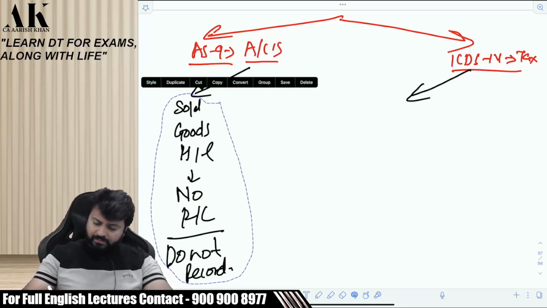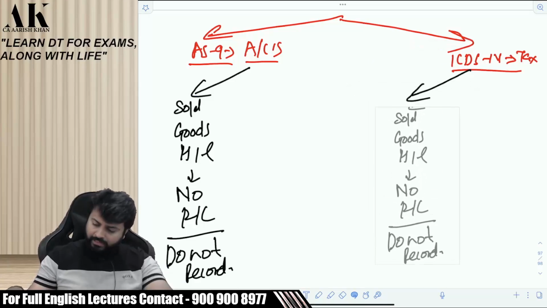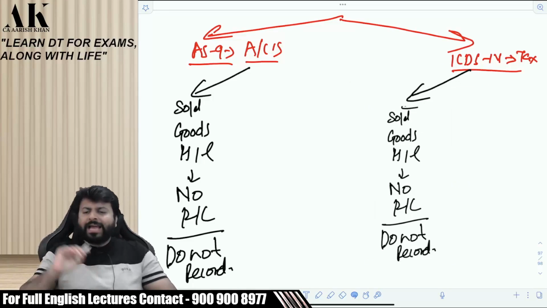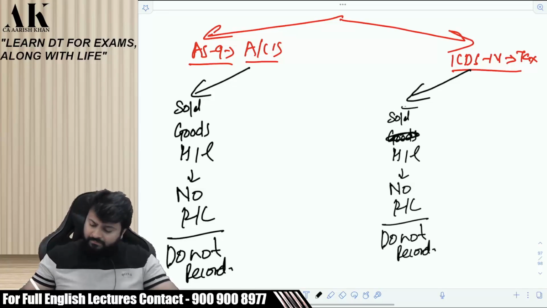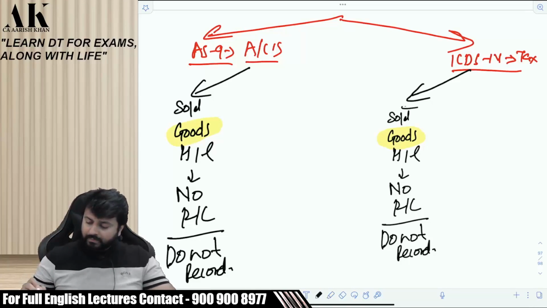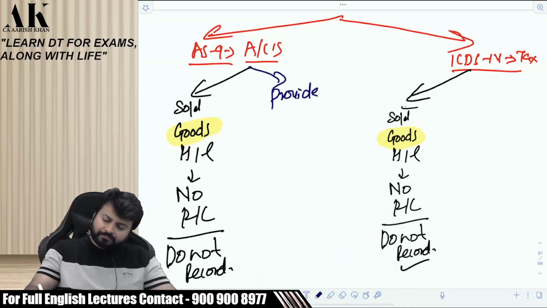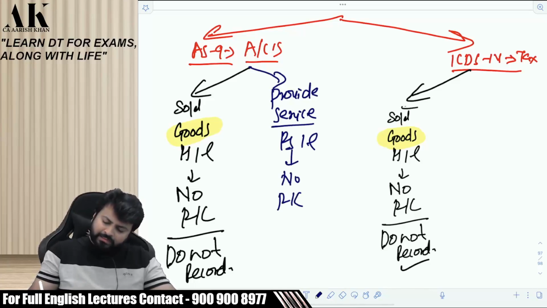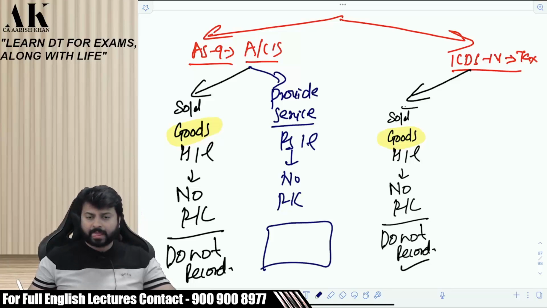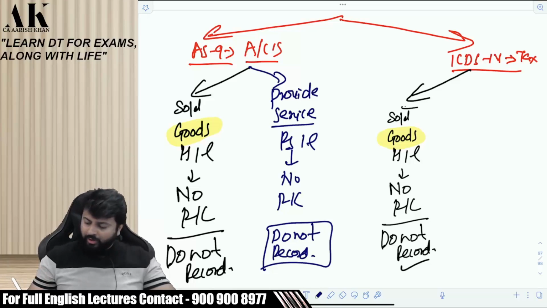The same is the case with tax. Even tax says the same thing, for goods at least. For goods, tax is the same as accounts. It says do not record. Okay, shall I go ahead? But now if I am providing some service of rupees 1 lakh and there is no reasonable certainty, what does accounts say? Do not record. Accounts is very conservative. Do not record. Now what does tax say?